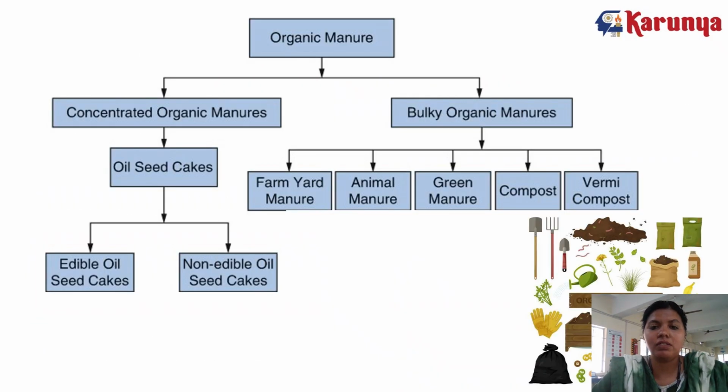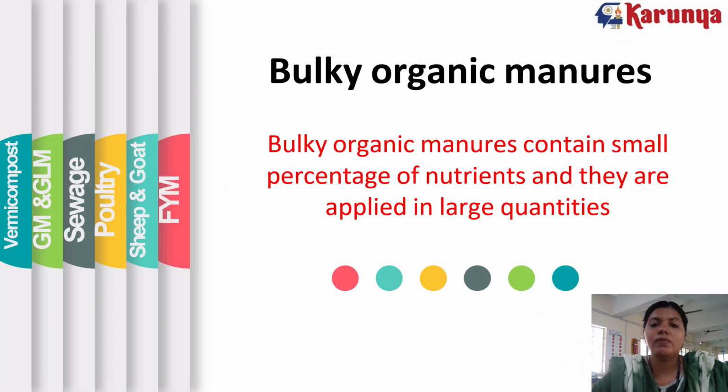And when you see this organic manure, they are further classified into bulky organic manure and concentrated organic manure. Now let us see them one by one. So first is your bulky organic manure. Bulky organic manure, as the name indicates, we have to apply in larger quantity, bulk quantity, because they contain only a small proportion of nutrient in them. That is why we have to apply in large quantity to meet the nutrient demand of the crop plants.